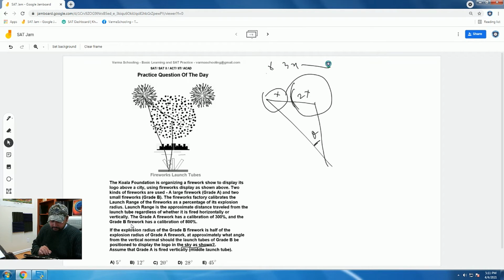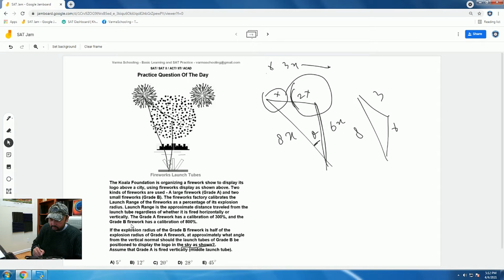And now it's telling the calibration of the grade A firework is 300%, so that is the ratio of the radius to the launch distance, which is this. So it's 3 times, so this will be 6x. This one is 800, so this will be 8x. So it trivializes the problem: your triangle is now, it's not a right angle triangle, of course. It's an obtuse triangle. But once you have the ratio of the sides, which is 3, 6, 8, the angle is pretty trivial after that.